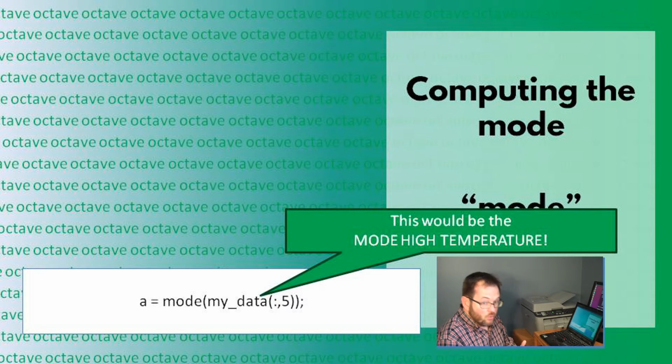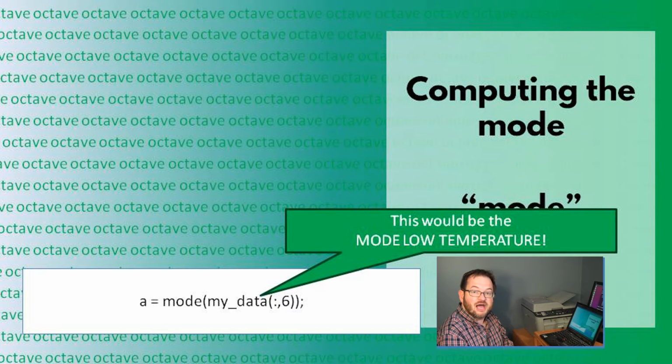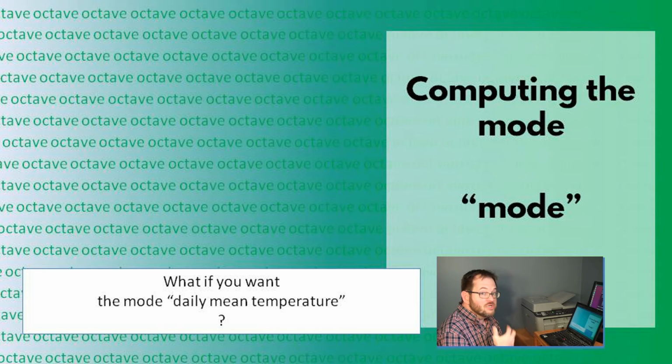So like you could get the mode high temperature. What is the most common high temperature? You could get the mode low temperature by doing that kind of operation across column 6 instead. And you could do the same sort of thing to find the mode daily mean temperature, where you've already computed your estimate of the daily mean temperature, and then computed the mode across that new variable. All this would work.